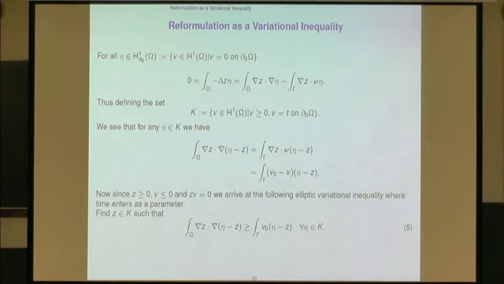Finally, I know that z is positive as u is positive, I know that v is negative, and I know the product zv is 0 because v is in BV to z. And so I arrive at this elliptic variational inequality where time enters as a parameter.